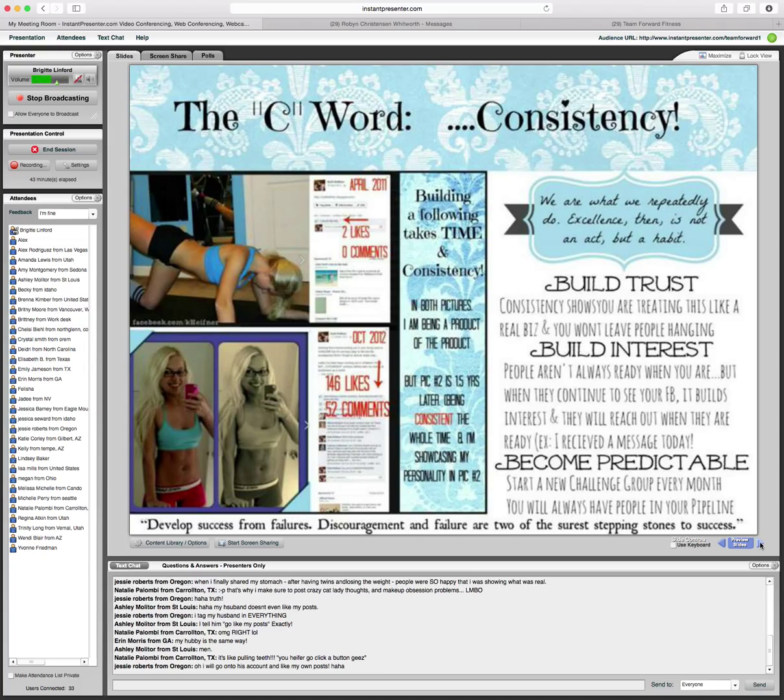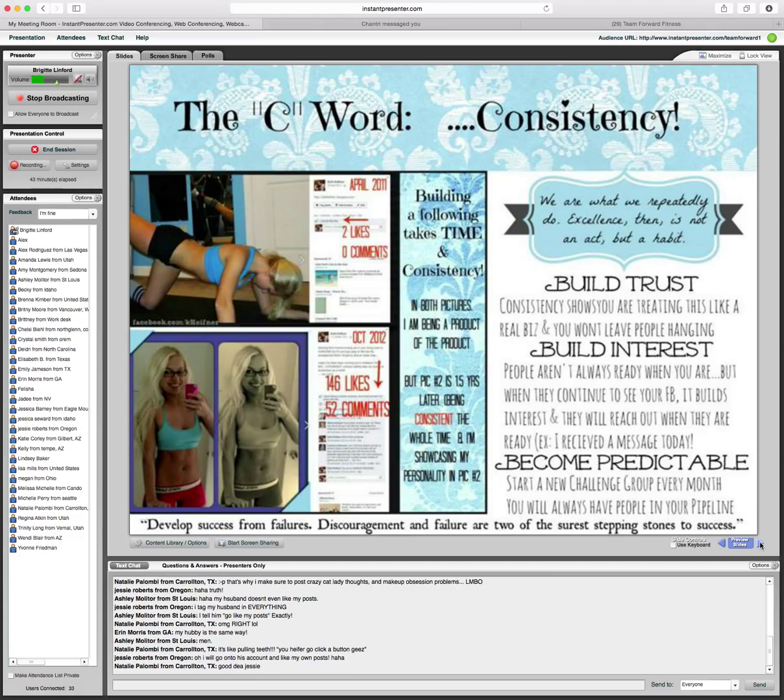Another thing that is really great, I think, is when you can become predictable in a way, but you're still putting your flair on things. Like, everybody knows that you share your Tuesday transformation photo, or Wednesday is Wacky Wednesday, or that you're starting a challenge group every month.